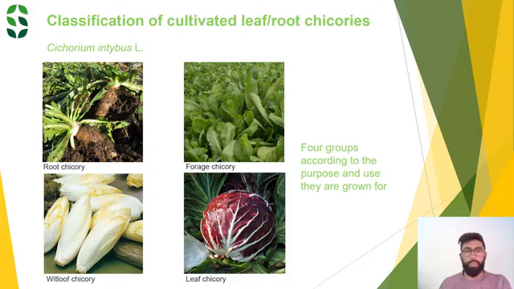Radicchio is a traditional European horticultural crop, and even if it is not autochthonous, it had a sort of evolution and developed different types and varieties. According to the use and the purpose they are grown for, we can divide the chicory in 4 groups: root chicory, forage chicory, witloof chicory. It's curious that in Italy we call it Belgian endive, but it is not endive, it's chicory, and leaf chicory, usually known as radicchio.